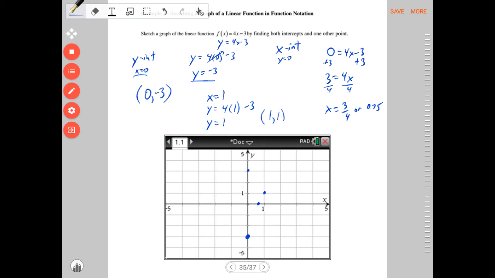If you have a look and draw these, they line up, so we make a linear function, and there you have it. So we had a y-intercept of -3, an x-intercept of 3/4, or 0.75, and we could draw our graph like that.